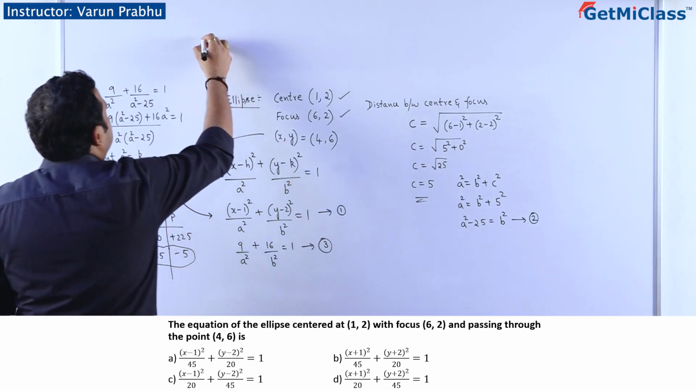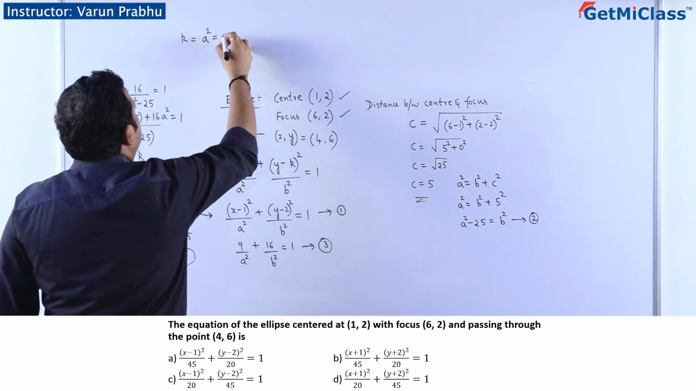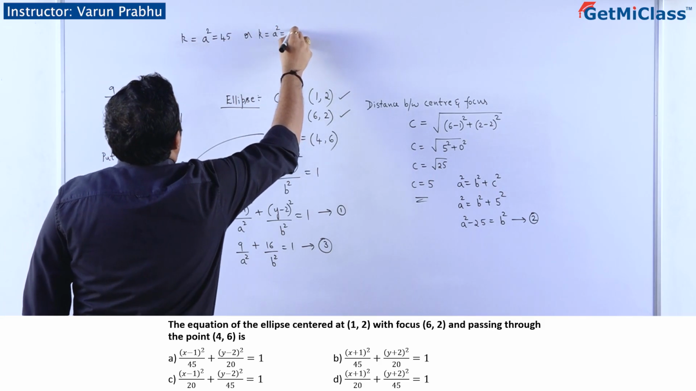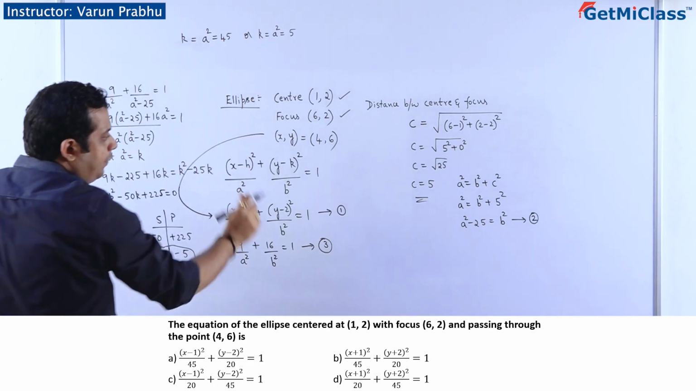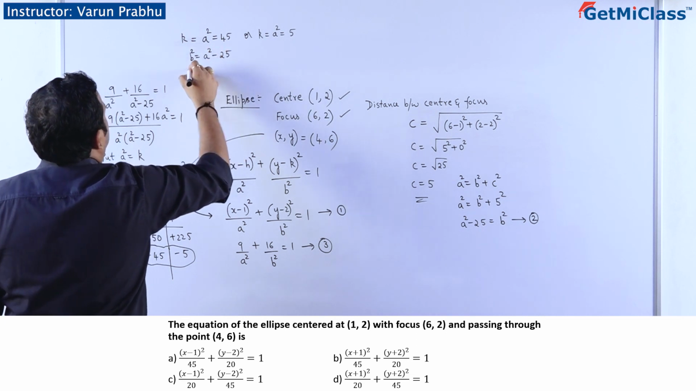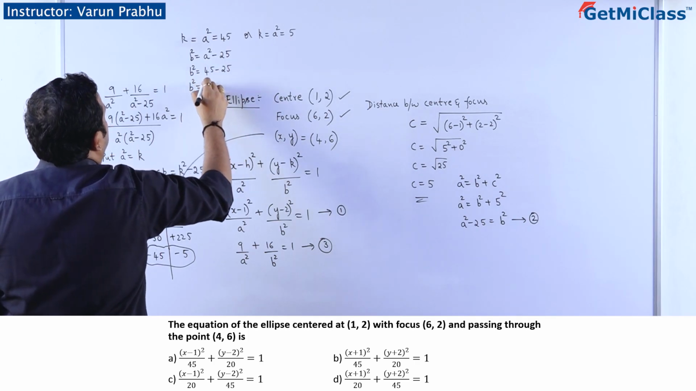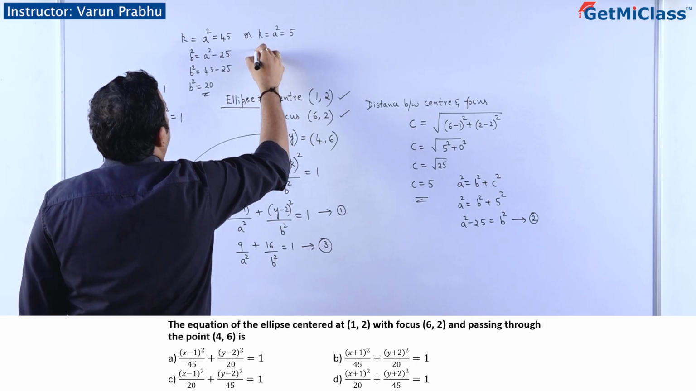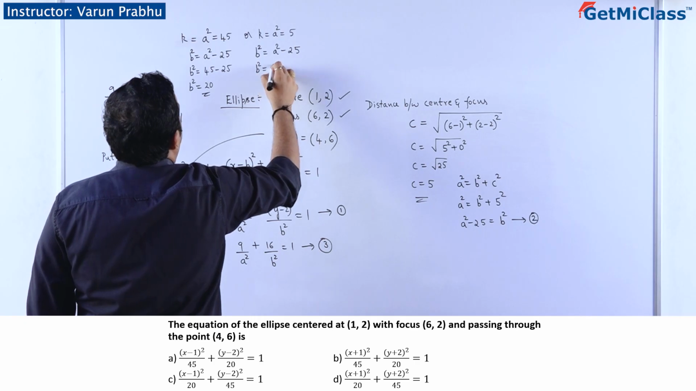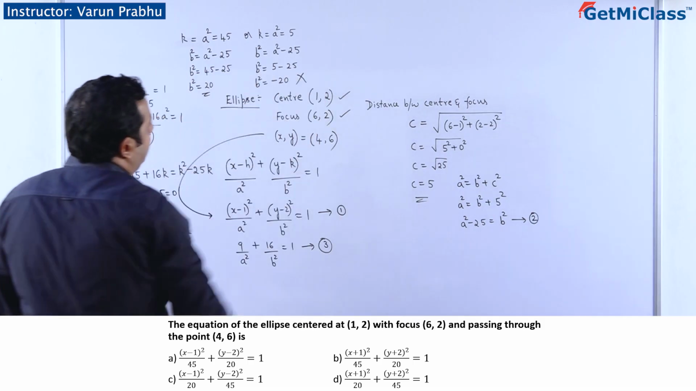So what is k? k is nothing but a square, correct? That can be either 45 or 5. So if a square is 45, then what's the value of b square? b square is equal to a square minus 25. So b square is equal to 45 minus 25. So what is the value that we get? b square is equal to 20, correct? Here if a square is 5, then b square is equal to 5 minus 25. So b square cannot become minus 20, right? b square cannot become minus 20, so neglect it.